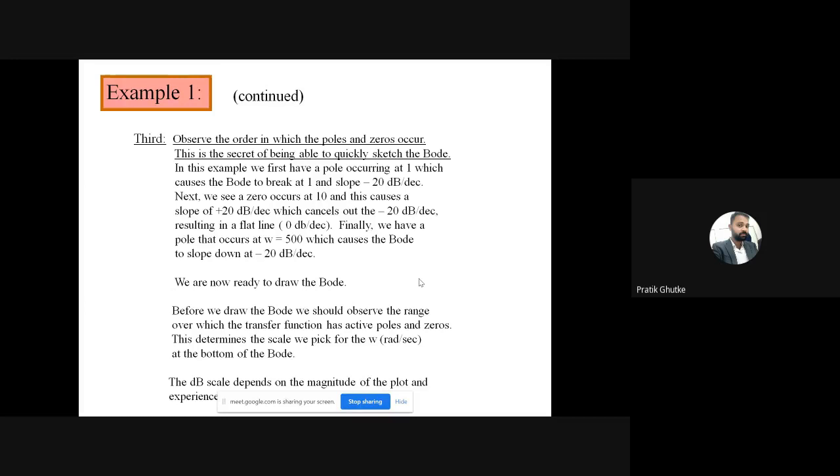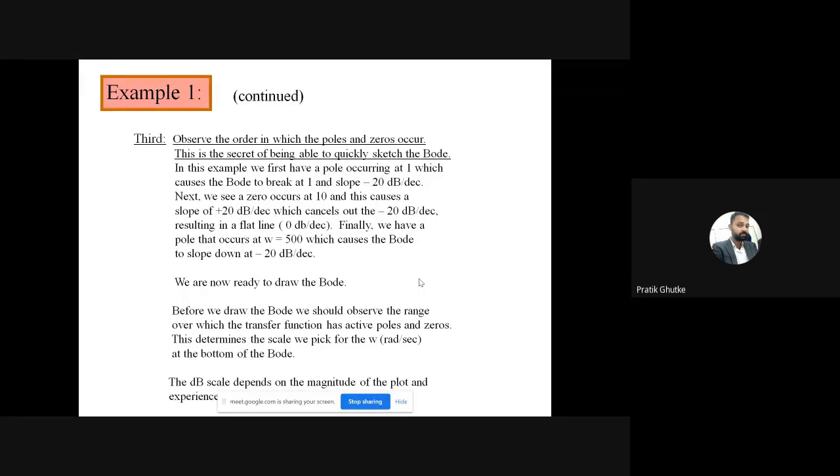So my slope will go now with minus 20. Why? Because I am having alternation. First of all, I am having one pole, then one zero, and then one pole. So minus 20 first of all, then minus 20 plus 20 is 0, and then from 0 again minus 20, it is coming at the pole. Now we are ready to draw the Bode plot. As we know the pole zero mapping, now we can draw the Bode plot.